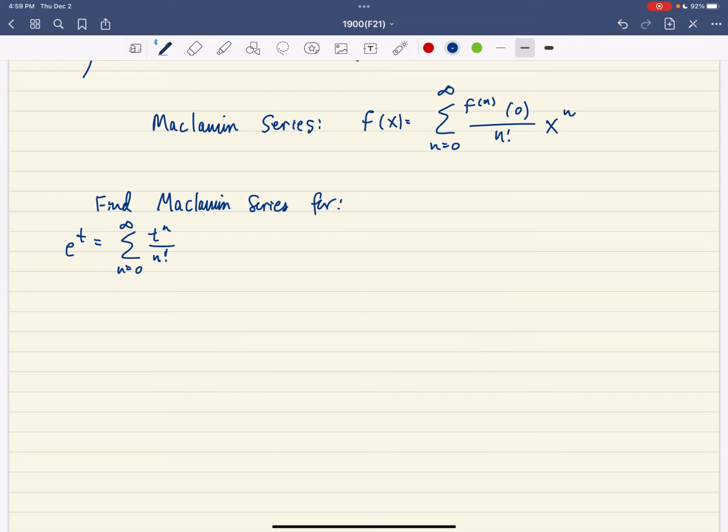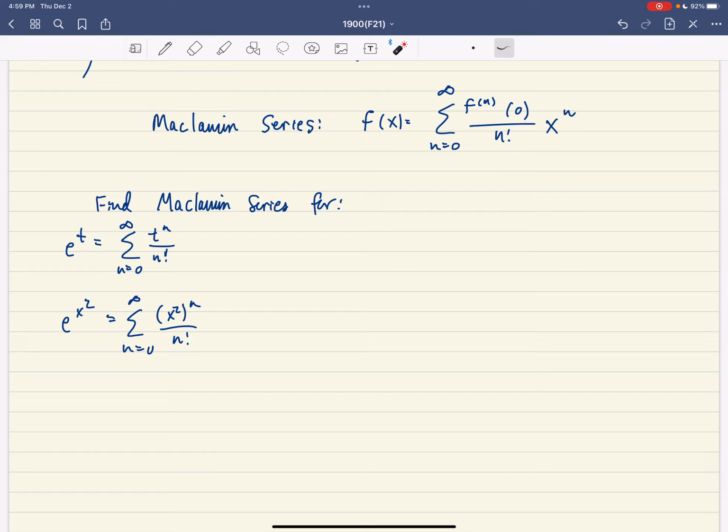Using t helps us, because if we wanted to find e to the x squared, this would just be the sum as n goes from 0 to infinity of x squared to the n over n factorial. You could just replace the t with whatever you want, and this is how we could find a Maclaurin series for all of that.